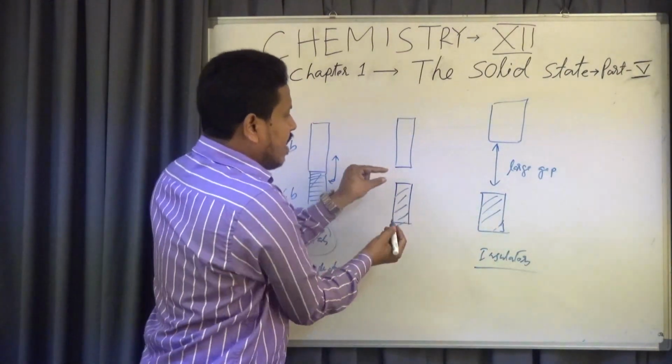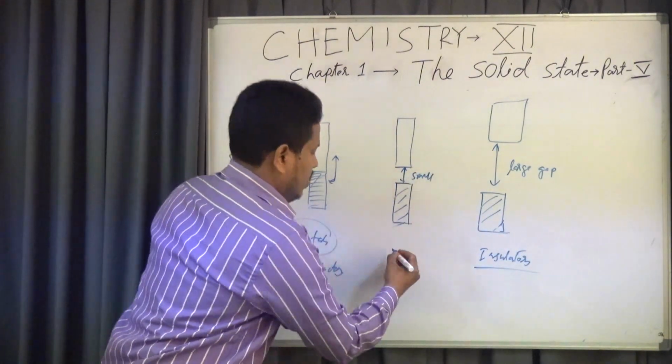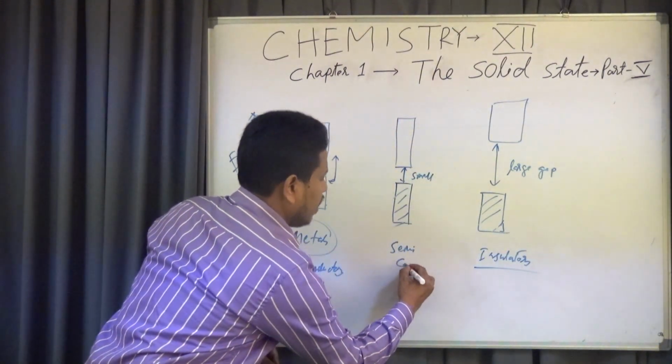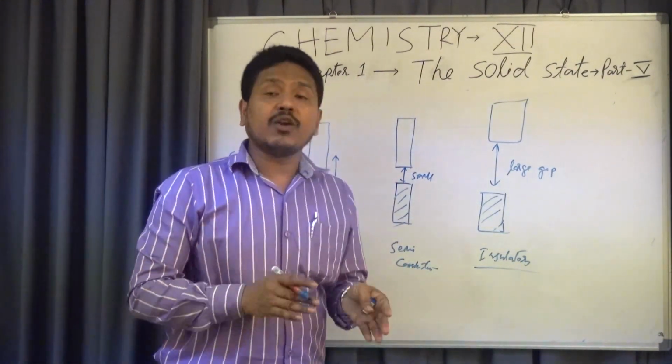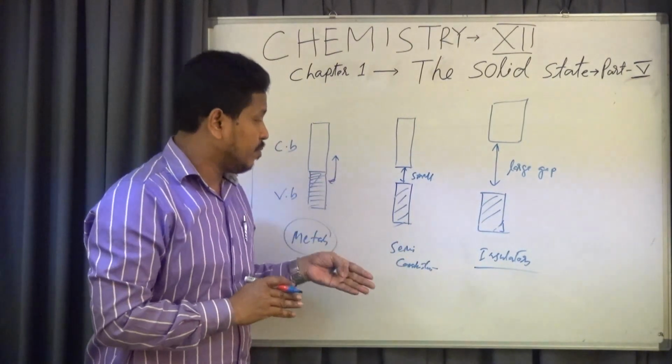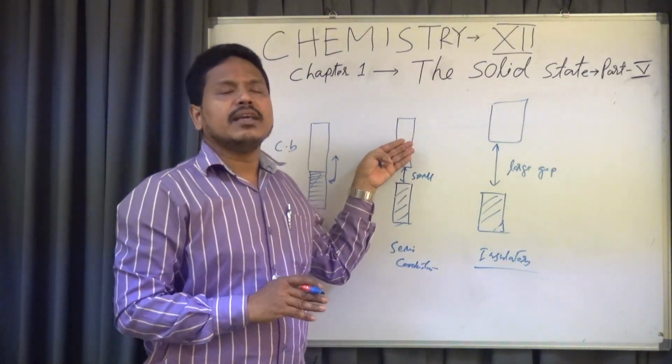But in a semiconductor, the energy gap is what? A small gap. This is the semiconductor, according to band theory. So at normal temperature, it is not possible for an electron to jump from the valence band to the conduction band. That is why it behaves as an insulator.